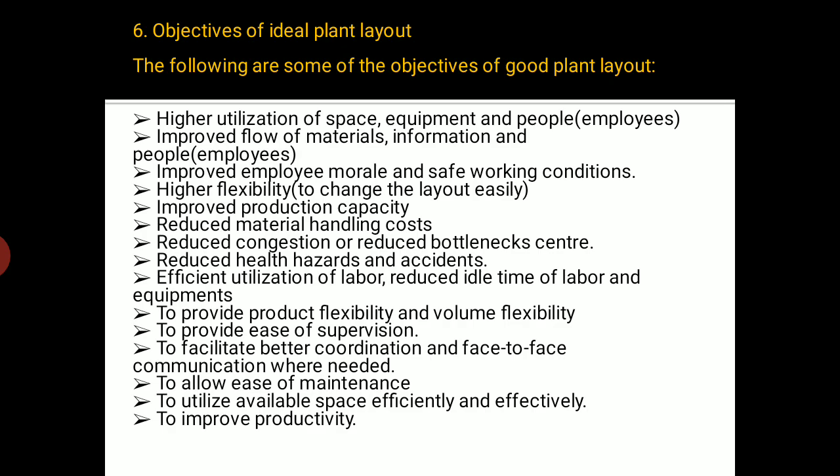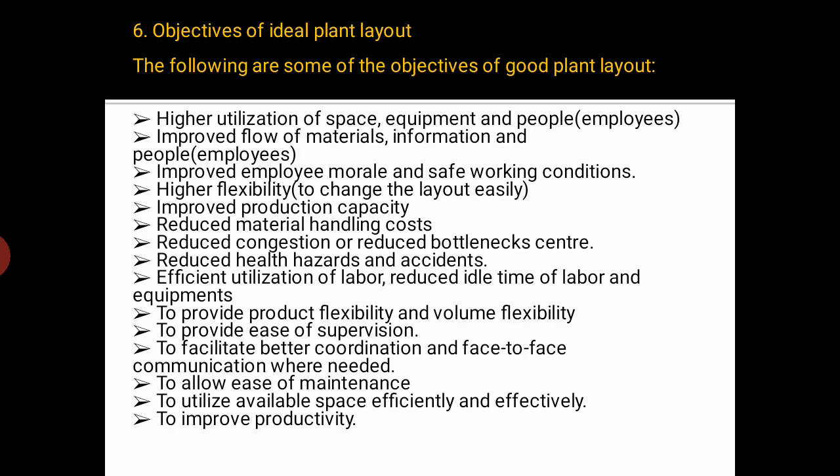Next comes improved production capacity. How can it be improved? If the machines are placed one by one, synchronized properly, so very well arranged, then the production comes up very easily and smoothly. That will help the production capacity to remain at ease or to increase, right?